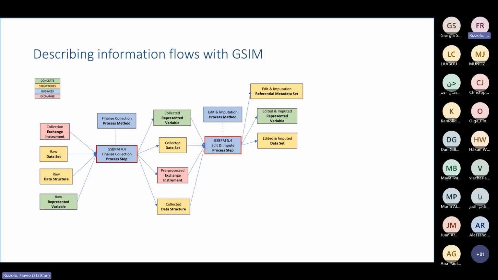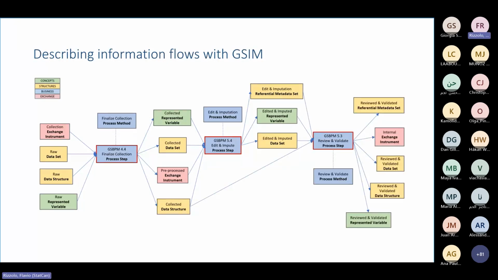So it's important to note that the edit and impute brings the data from the finalized collection step, which in turn brings the data from outside the agency, let's say, or via an exchange instrument. We get the raw data that is finalized during the collection, is pre-processed in some way, and that is the one that is shared downstream to edit and impute.